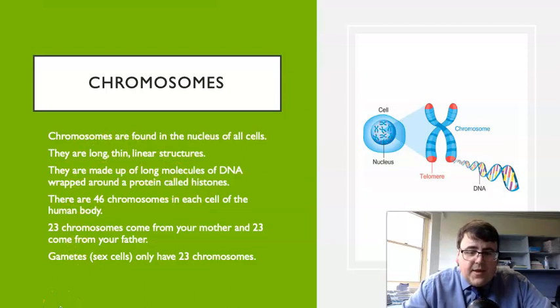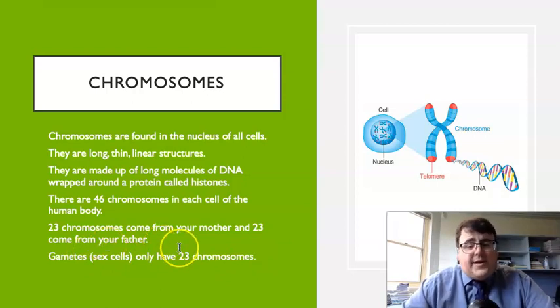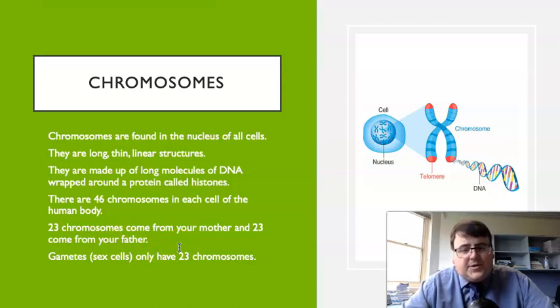Sex cells, on the other hand, gamete cells, only have 23 chromosomes. So we're talking about sperm and egg. They only have half the chromosomes that a normal cell in your body has, and that's because they're combining with a gamete from another person to form a being with 46 chromosomes.